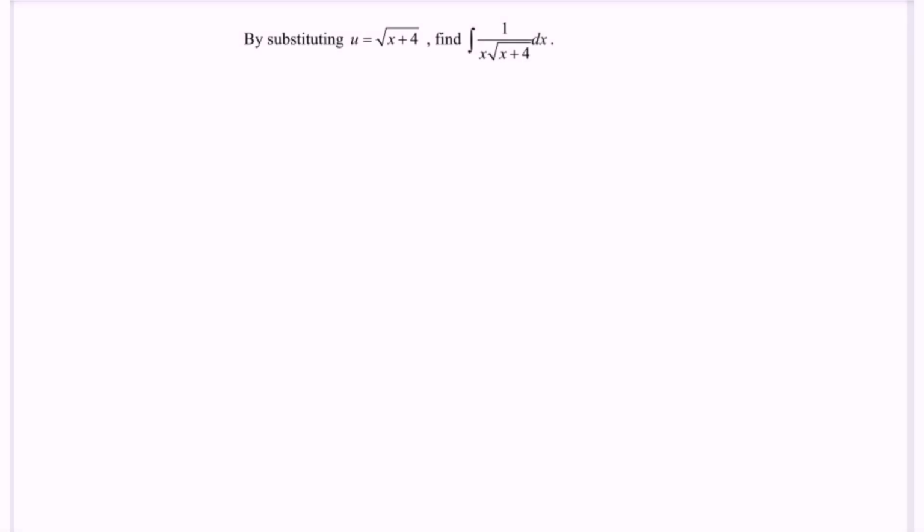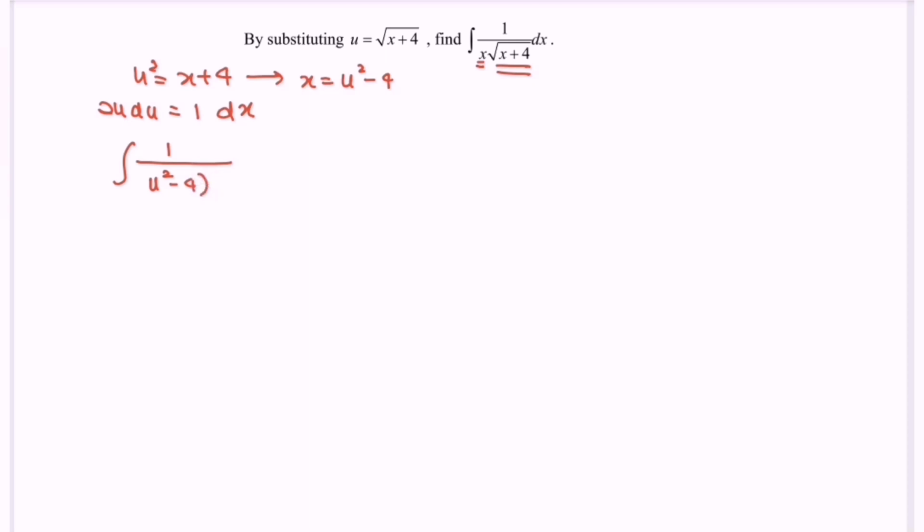Kindly refer to the question. By substituting the situation, here we have u squared equals x plus 4. So kindly differentiate. We have 2u du equals 1 dx. So kindly substitute the situation. In here, integrate, we have 1 over, referring to this part, the x. So x equals u squared minus 4, so we have u squared minus 4. For this part, we have the function u. And then for this part dx, we have 2u du.